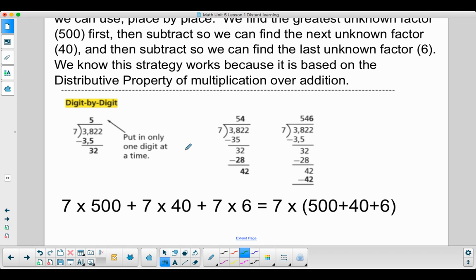Why does it all work together? Because the distributive property tells me that when I'm taking 7 multiplied by 500 plus multiplying it by 40 plus multiplying it by 6, it's the same as taking and adding the 500 plus 40 plus 6, or making it 546, then multiplying by 7.